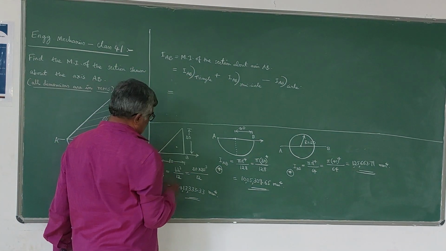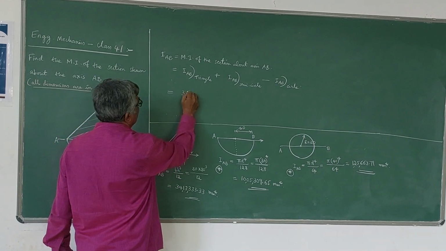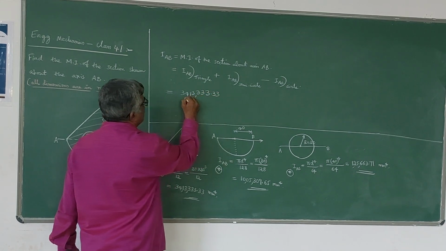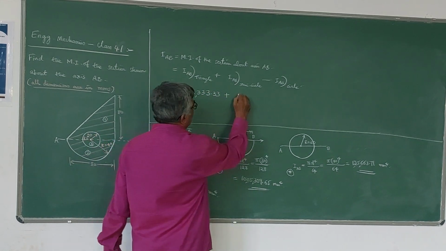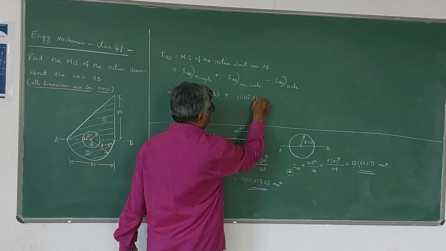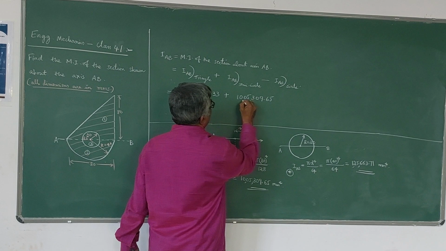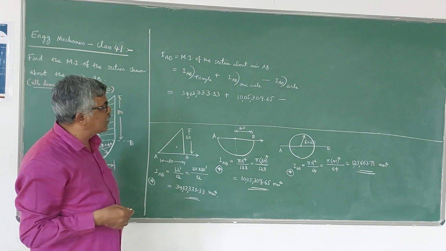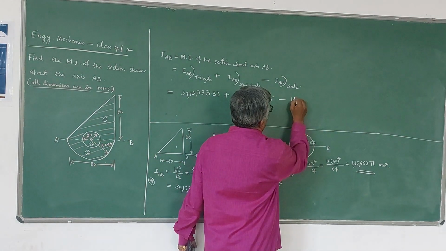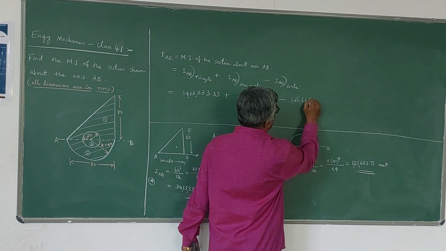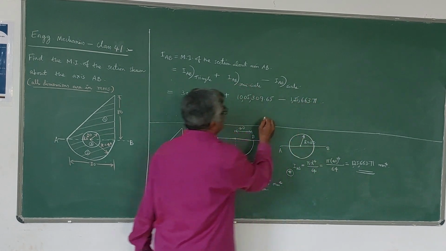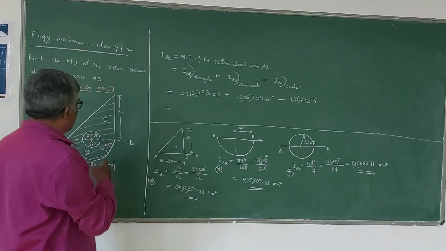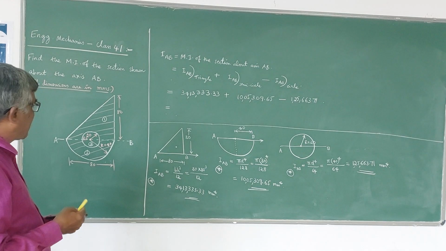For the triangle the value is 3413.33. Then plus for the semicircle 1005309.65. Then for the circle it is negative, because the area is a cutout portion. Area is negative, so the moment of inertia is also negative: 125663.71. So these are the values. Now you have to simplify this to get the moment of inertia of the shaded region about the axis AB.